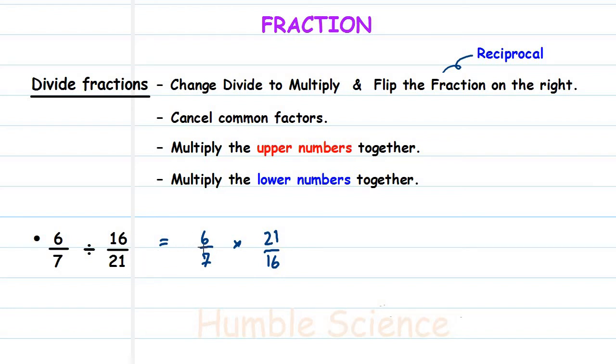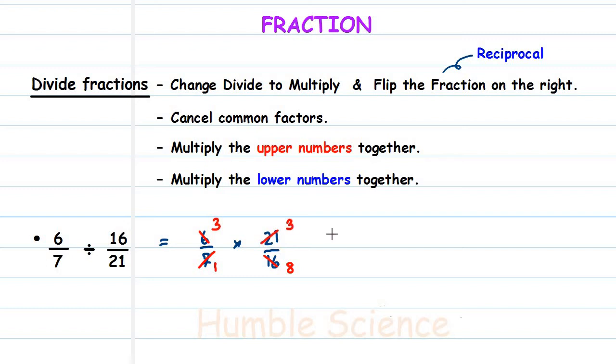The upper number 6 and the lower number 16 share a common factor, which is 2. 6 divided by 2 will be 3. 16 divided by 2 will be 8. And 7, the lower number here, and 21, the upper number here, also share a common factor, which is 7. 7 divided by 7 will be 1. 21 divided by 7 will be 3.